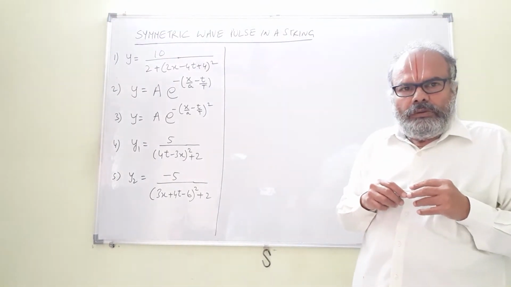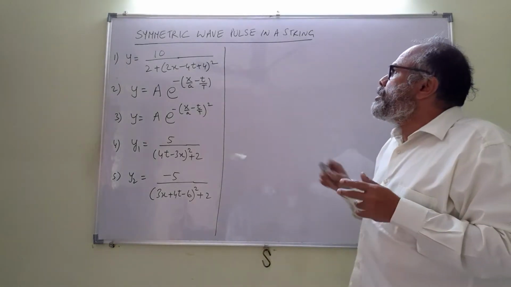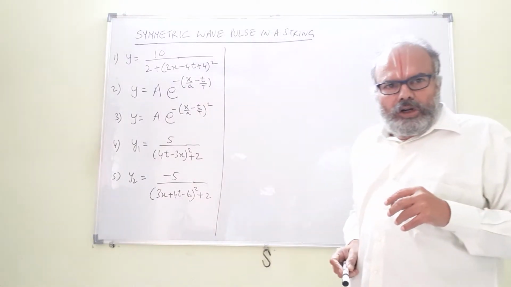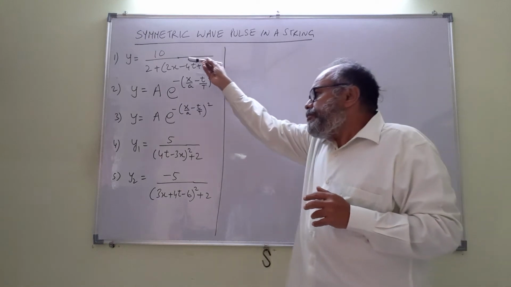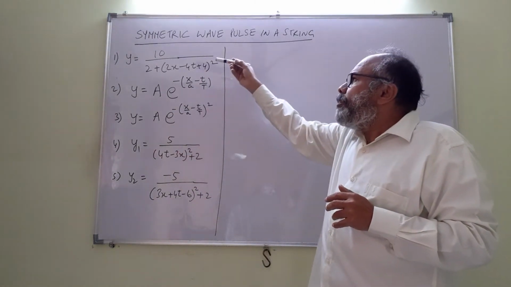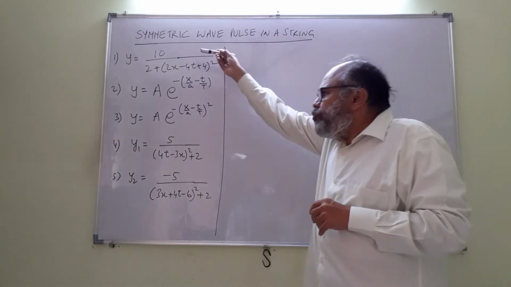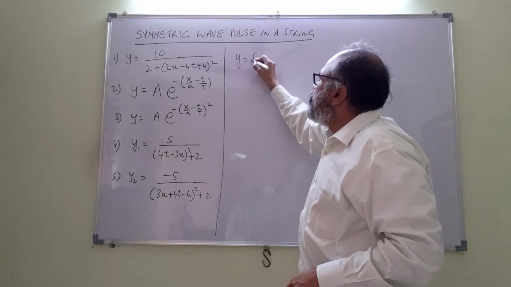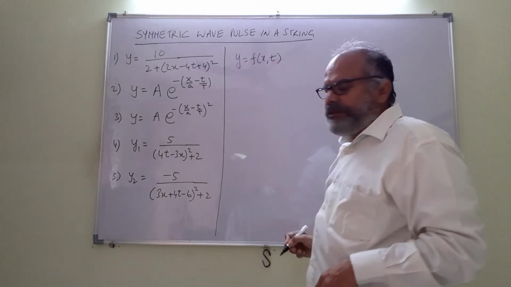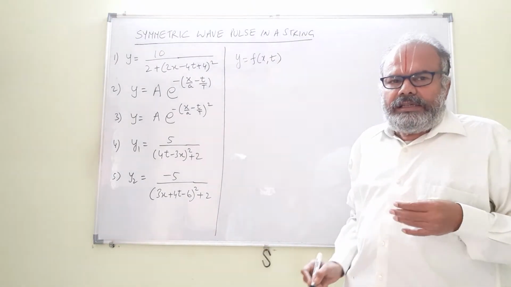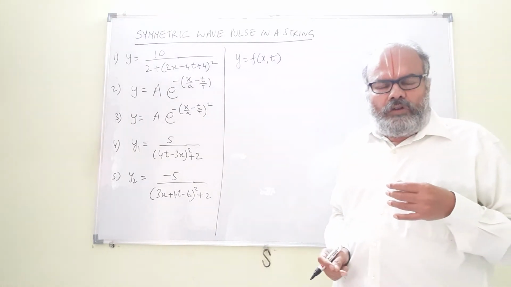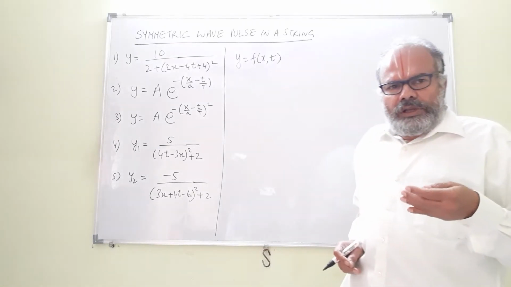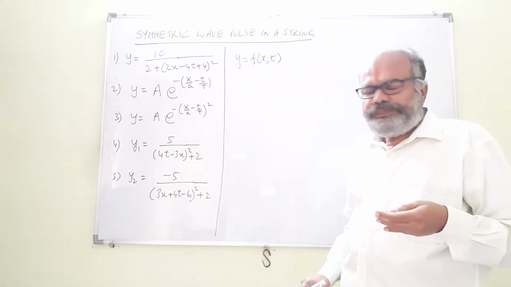In this video, we wish to see how we can check whether a wave pulse in a string is symmetric or not. We are given 5 examples of a wave pulse. If you observe each of these, you will find that y is a function of x as well as t. t is the time and x is the distance of a point of the string from the free end of the string. The free end of the string is the source from where the disturbance originates.